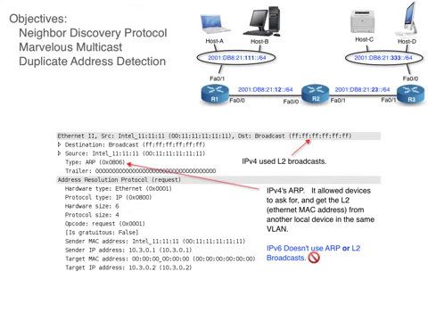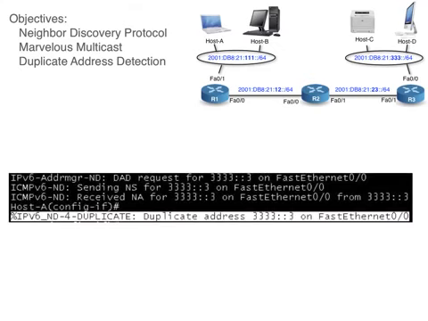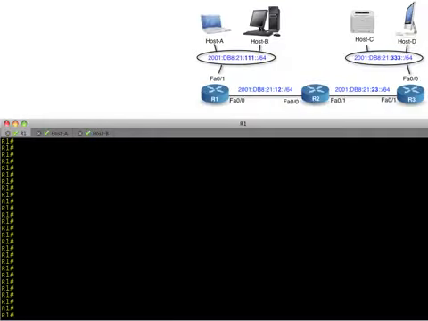We'll also take a look at Multicast and how it operates and why it's so critical for IPv6 to work, and how it works behind the scenes for you. And we'll also take a look with a protocol analyzer at duplicate address detection. Let's go.